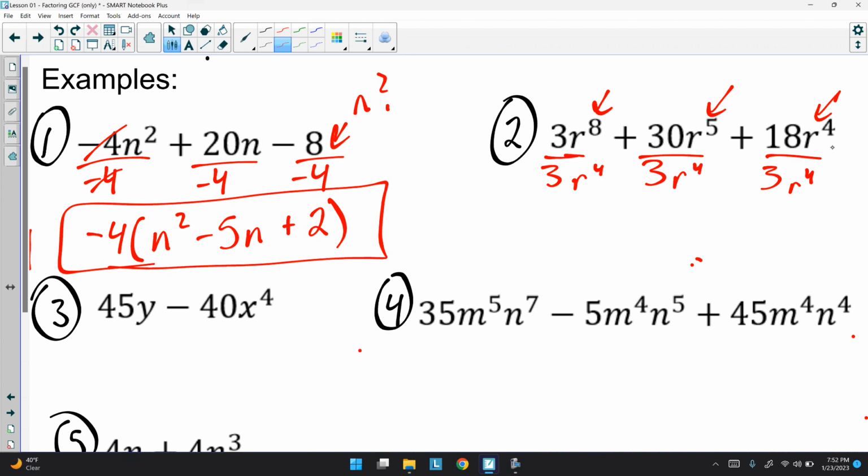So, again, write down 3r to the 4th, start your parentheses. 3's cancel. As we just discussed, it's like we're subtracting 4. When we multiplied exponents, we added them. So dividing, we'll subtract them. So this first term is just going to be r to the 4th. 30 divided by 3 is just going to be a 10. 5 minus 4 is a 1. And last term, 18 divided by 3 is 6. Our r's are going to cancel.